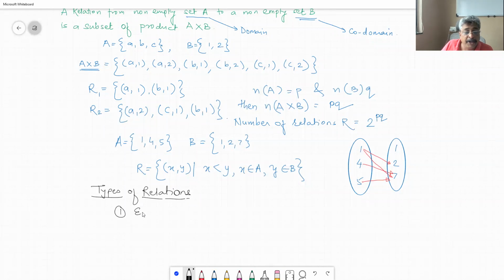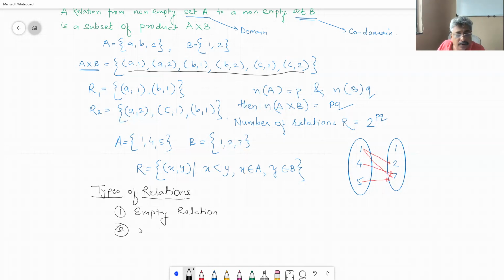First, empty relation. Simple, no element of A is related to any element of B. Because see, you can choose a subset of this A cross B. You can always choose the empty set as a subset. That is what is the empty relation. No element of A is related to any element of B.